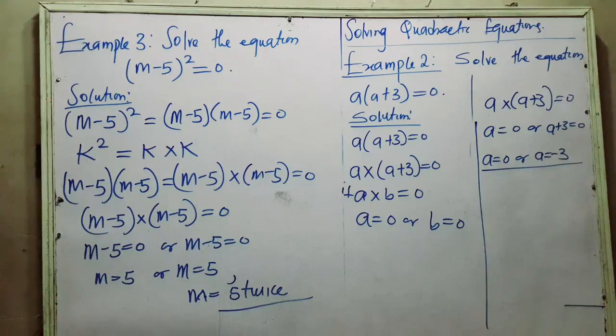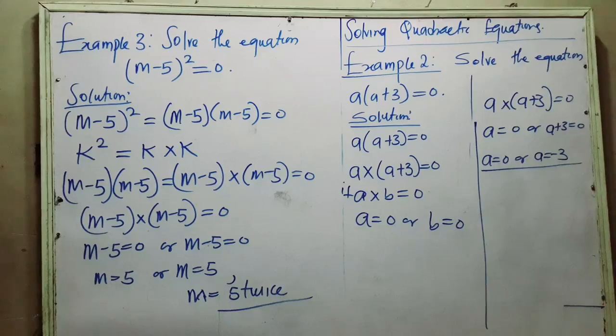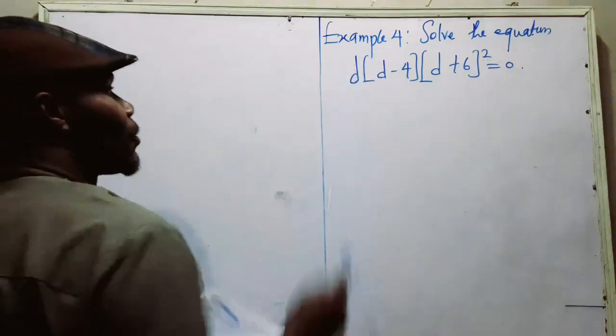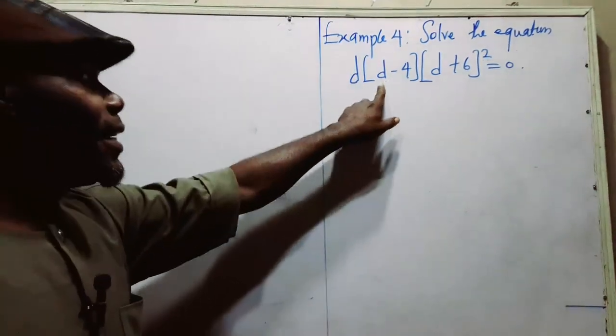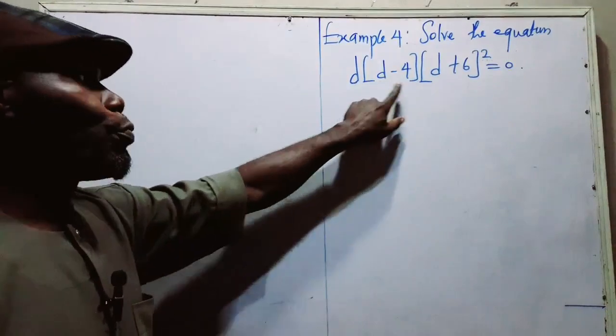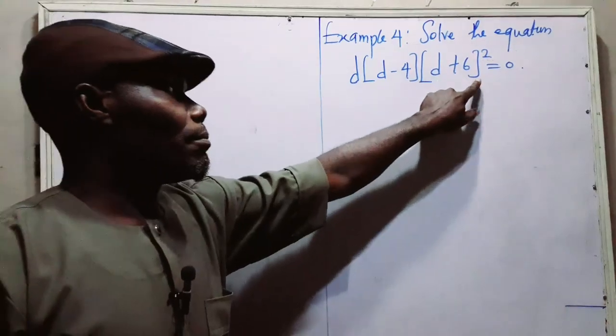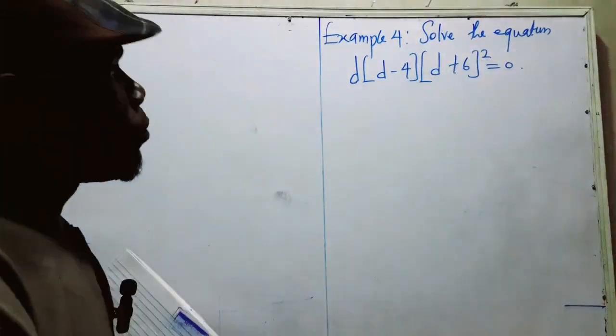We still have more examples that will help you understand how to solve quadratic equations. So let's go to another example. This is example 4. Solve the equation d bracket open and close (d minus 4), bracket open again, (d plus 6) bracket close, squared.